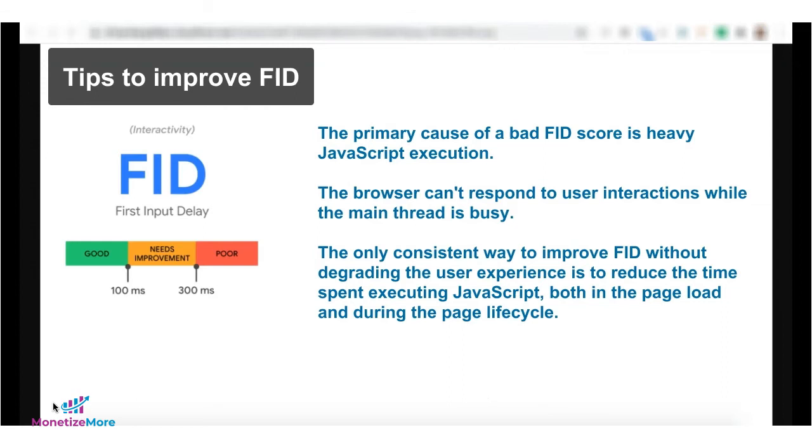Now, the primary cause of a bad FID score is heavy JavaScript execution. The browser can't respond to user interactions while the main thread is busy. The only consistent way to improve FID without degrading the user experience is to reduce the time spent executing JavaScript, both in the page load and during the page lifecycle.